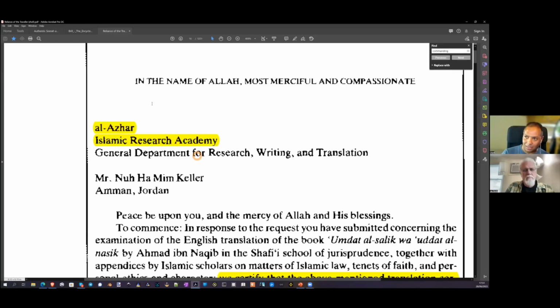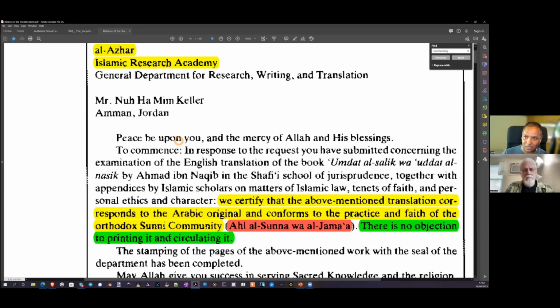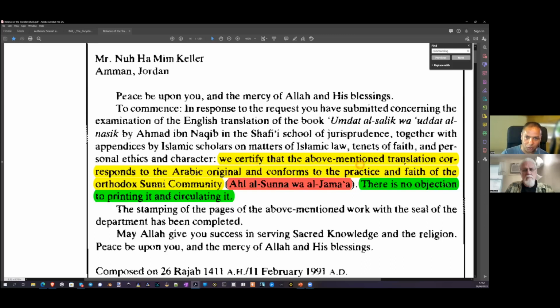Now, Al-Azhar Islamic Research Academy has certified that the above-mentioned translation corresponds to the Arabic original and conforms to the practice and faith of the Orthodox Sunni community. Jay, remember we were talking about the 4 different schools, the 4 madhabs. They do not see them as 4 madhabs. They are Sunni. We should not make that distinction. It is not as relevant a distinction as people would like to think it is. It's just Sunni.